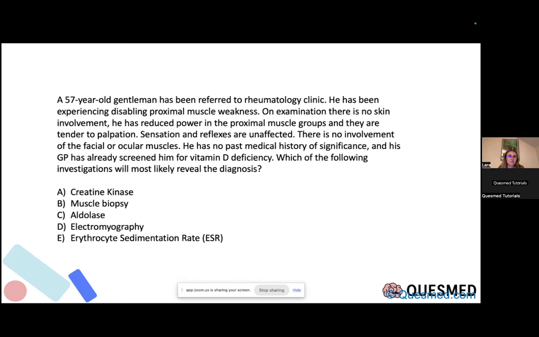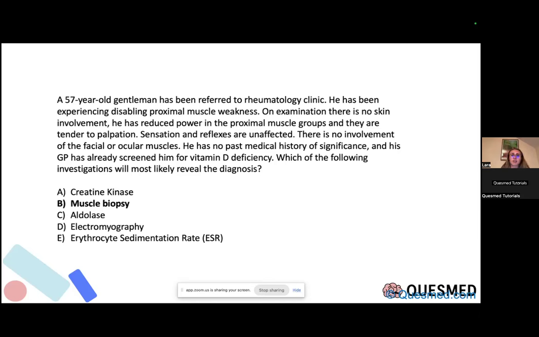So we've got 60% going for B and about 25% going for A. Excellent. I actually feel really sorry for the people who went A, because I know exactly why you did, and we'll talk about that a bit more. But B, muscle biopsy, is correct.